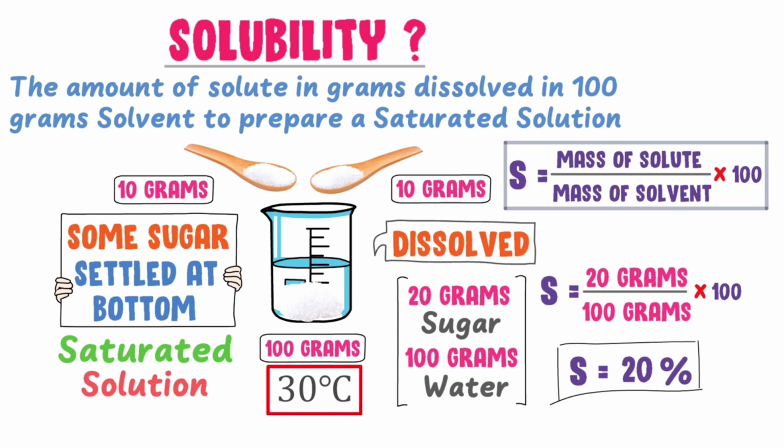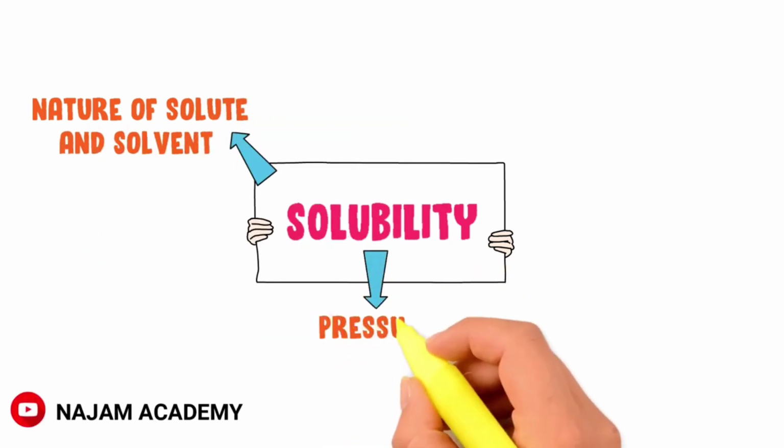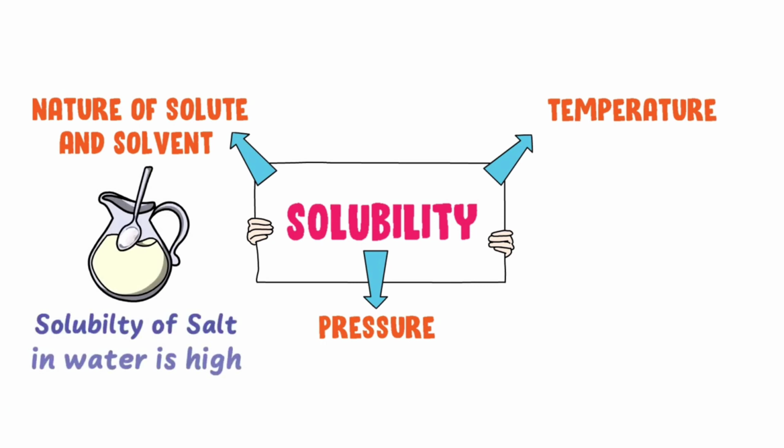Here, if we increase the temperature of water, solubility of sugar will be increased. Thus, remember that solubility means how many grams of solute is dissolved in 100 grams of solvent at a particular temperature. Finally, let me teach you that solubility depends upon 3 factors: nature of solute and solvent, pressure and temperature. For instance, the solubility of salt in water at 30 degrees centigrade would be higher than the solubility of sugar.